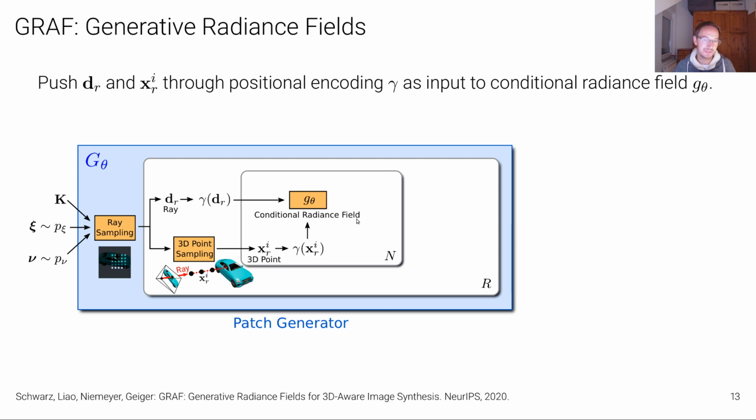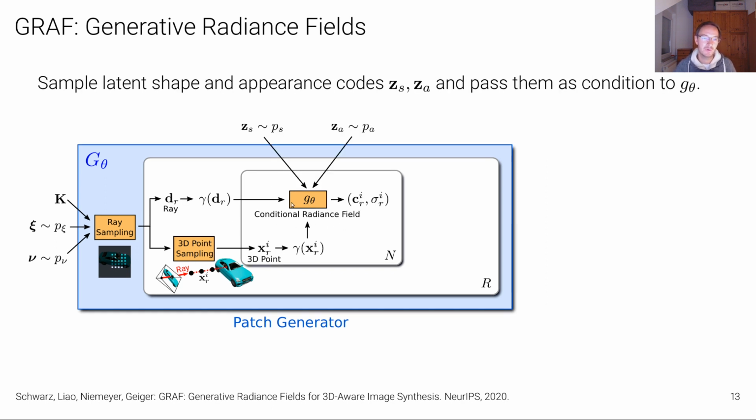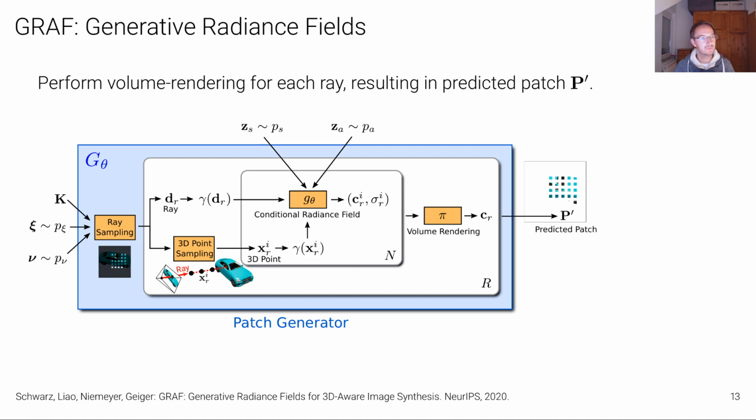And we call this a conditional radiance field because it's conditioned on additional latent shape and appearance codes, CS and CA. And then we pass these two as a condition to the conditional radiance field, which outputs the color and the density for that particular point and view direction. And then we use standard volume rendering as in NeRF to render the color values of the predicted patch P dash.